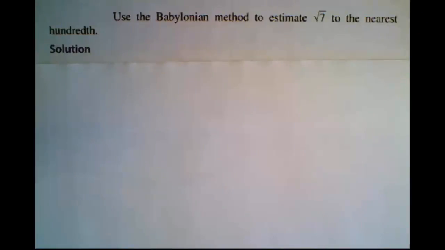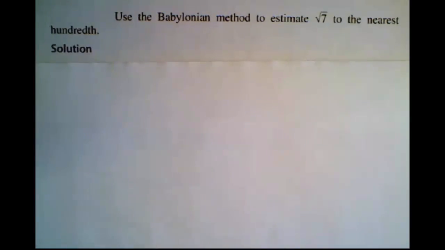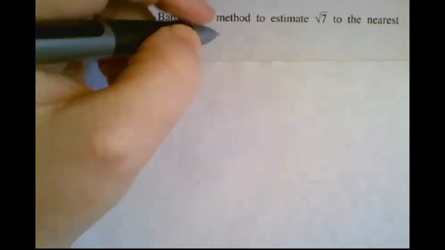The Babylonian method to estimate the square root of 7 to the nearest hundredth. The Babylonian method to estimate square roots is similar to just regular estimating square roots. It's just that there is a formula to follow. Now we do some of the same things. The square root of 7, okay, let's see.